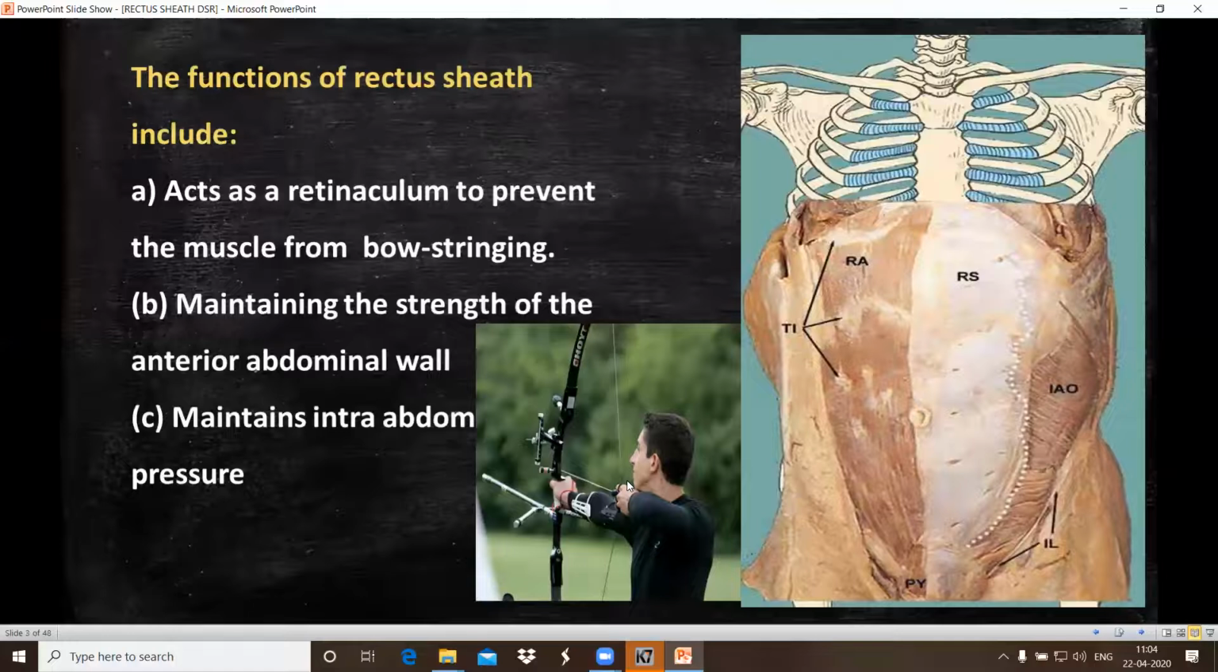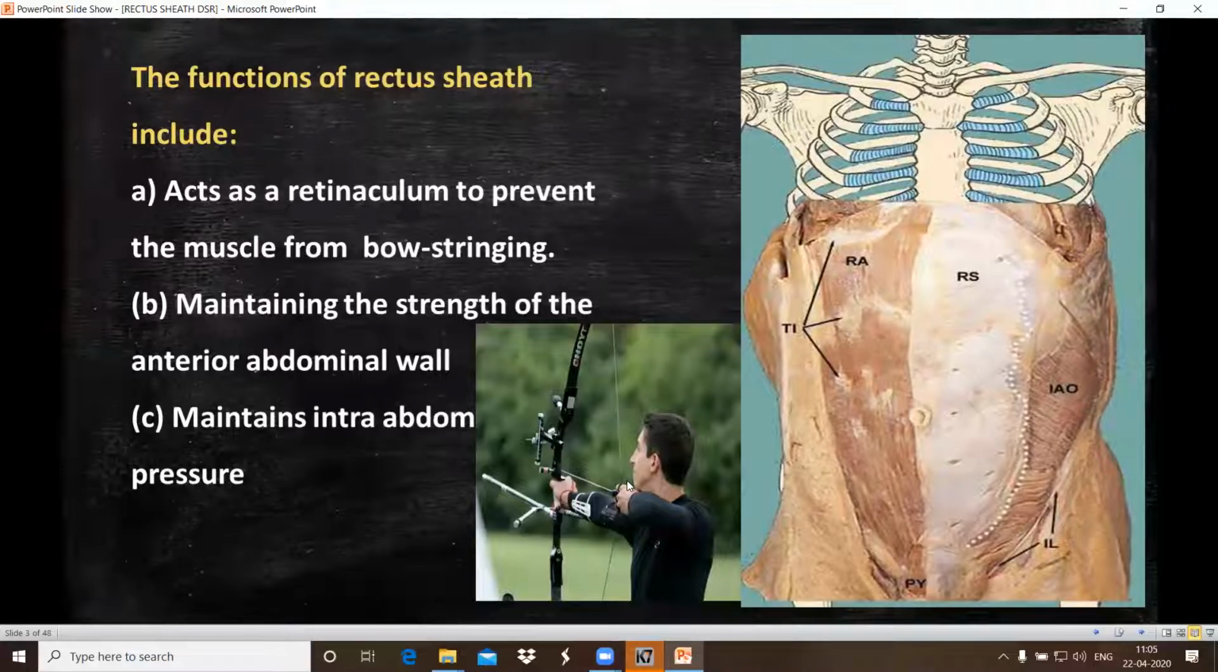What is the function of the rectus sheath? It acts as a retinaculum to prevent the rectus abdominis from bowstringing. It also maintains the tone of the anterior abdominal wall, increases the strength of the anterior abdominal wall, and maintains the intra-abdominal pressure.